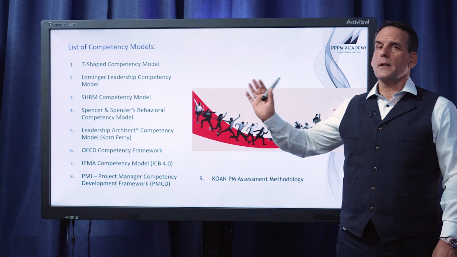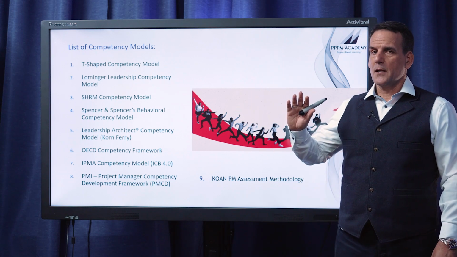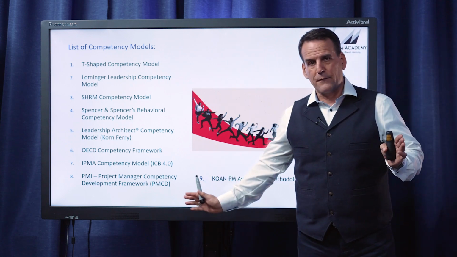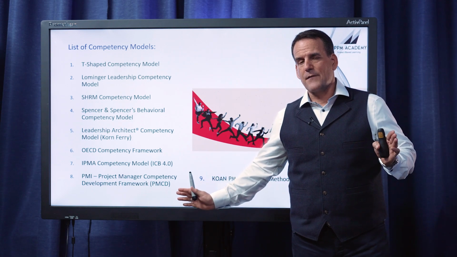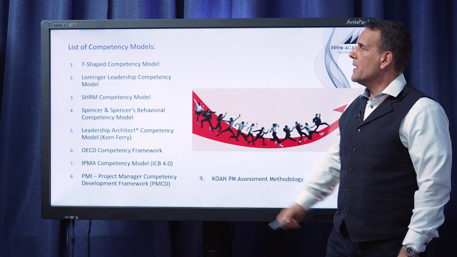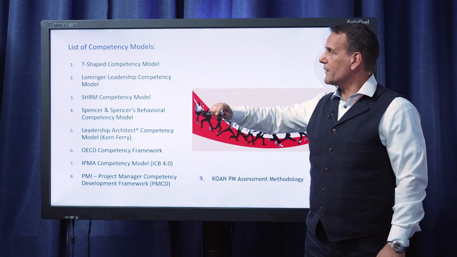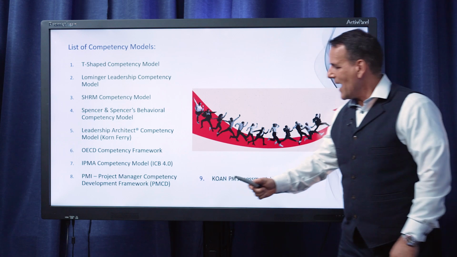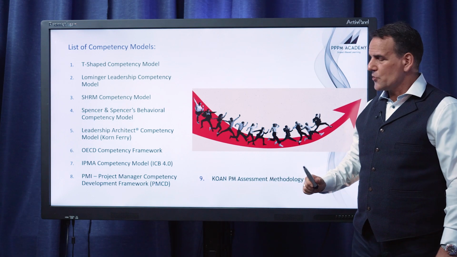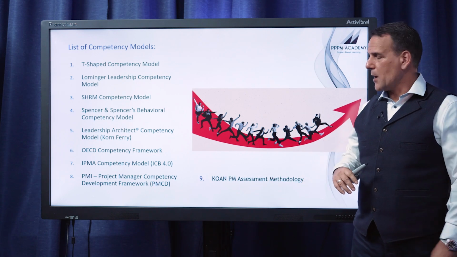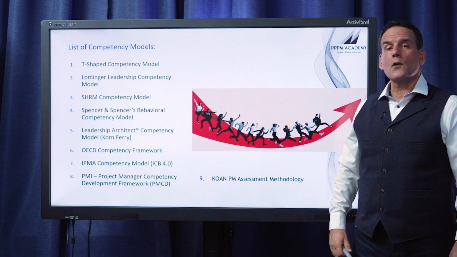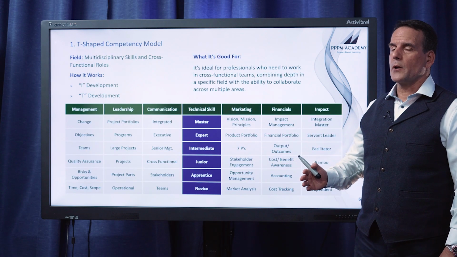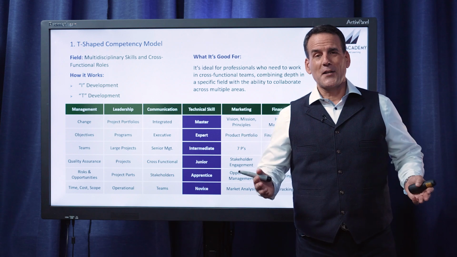Here's a short list of competency models that are a subsector of personality models. They all have a personality factor. Some of them have personality factors in them. Some of them don't. T-shaped model we'll talk about real briefly. Lohmann, SHRM, and the one that we actually want to introduce to you, this is what the podcast will be about, will be the KOAN or KOAN PM, and we'll take a look at that. So let's go through it real quickly. T model, as old as the hills.